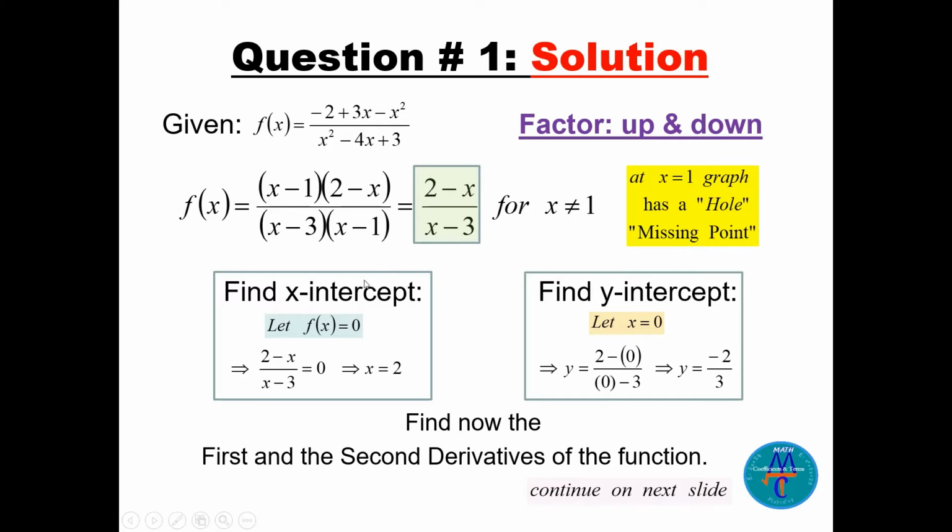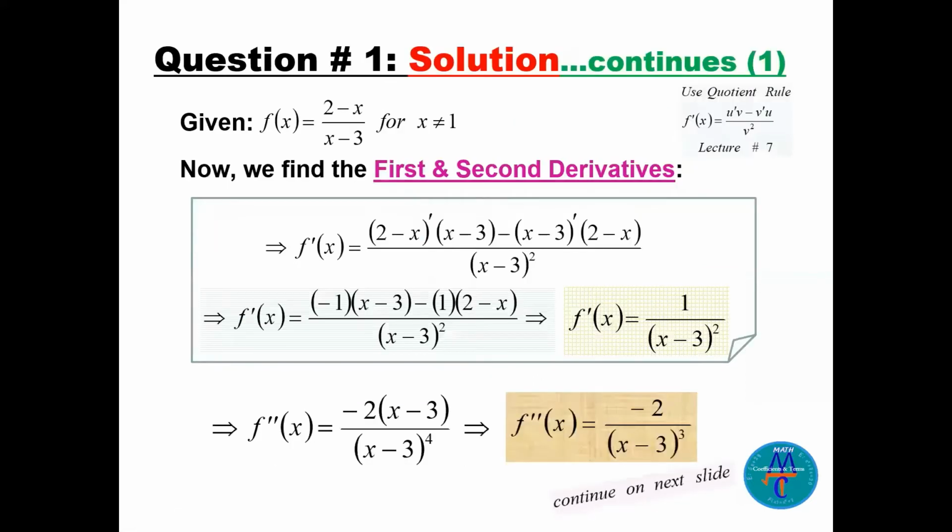Okay. Now find the x-intercept easily for the new function. Now everything we use for the new function. We never use this one, f. X-intercept: put y equals 0. Y-intercept: put x equals 0. Let's find the first derivative and the second derivative on the next slide. So that's the whole idea here, hole or missing point.